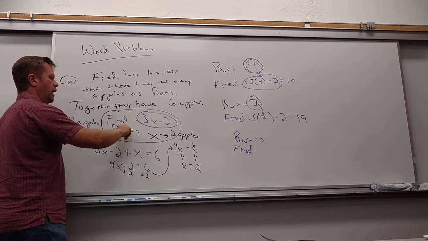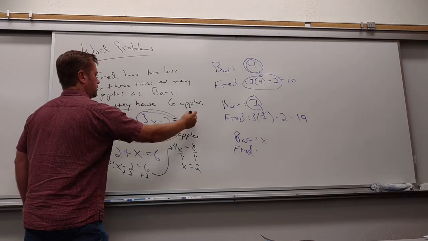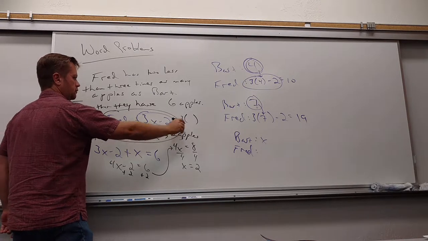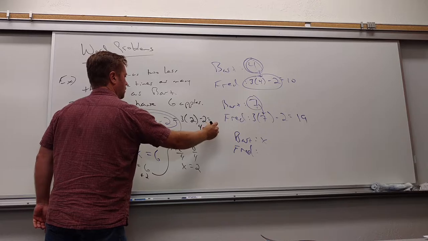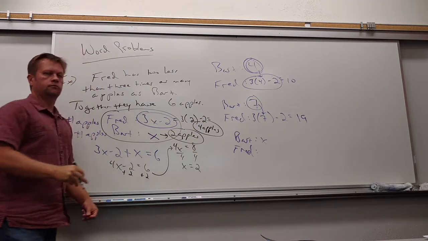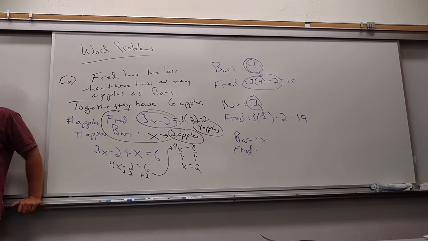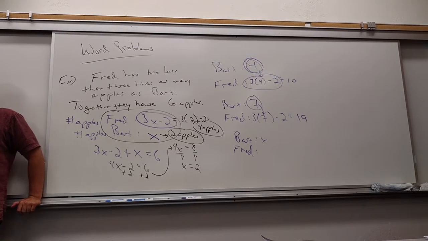So how many apples does Fred have? 3 times 2 minus 2. 4 apples. And does that check? Yes, well, it's supposed to happen. Together they're supposed to have 6, and together they have 6, thank God. So you can check your answer at the end.